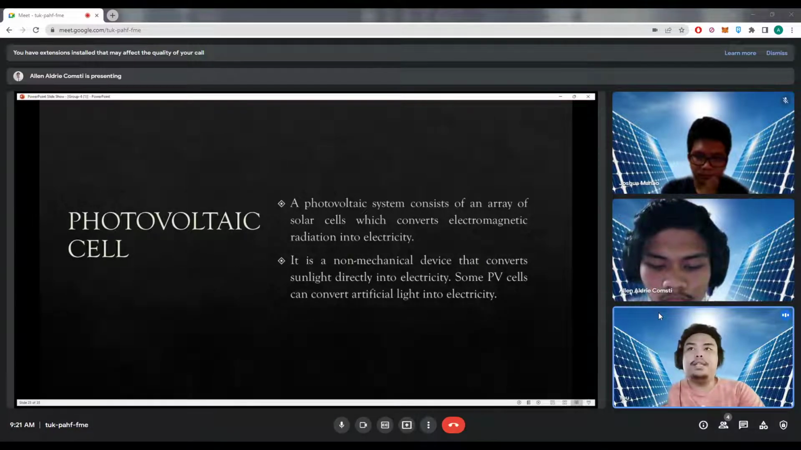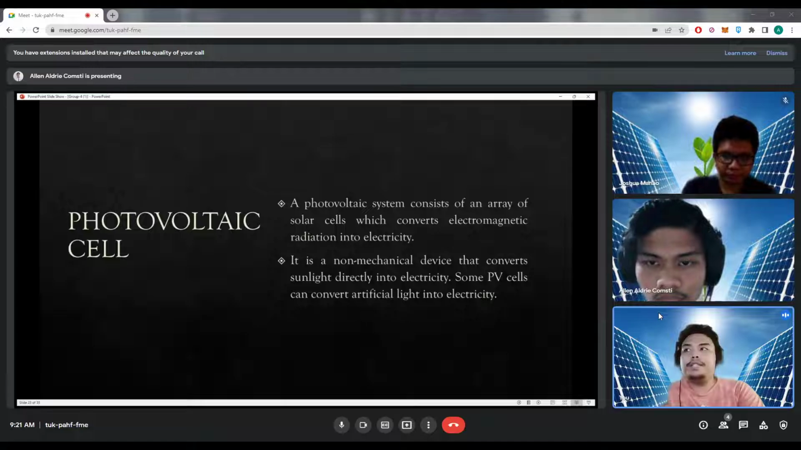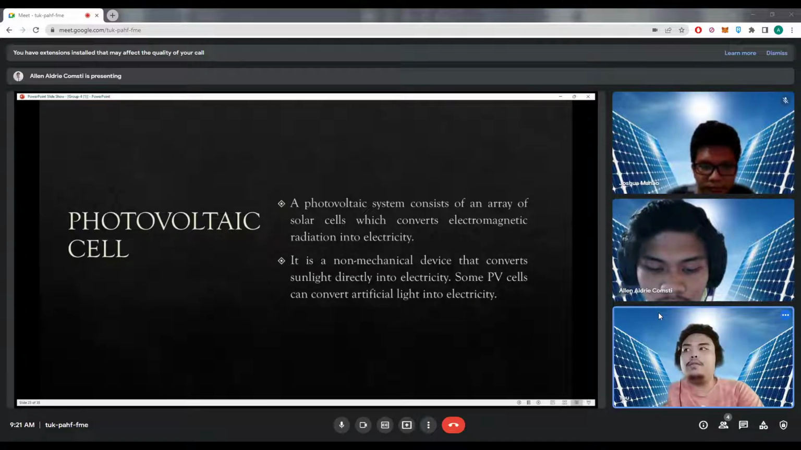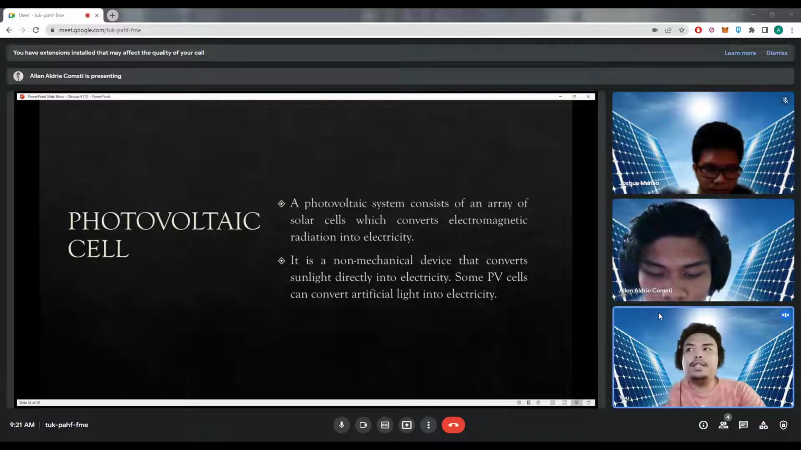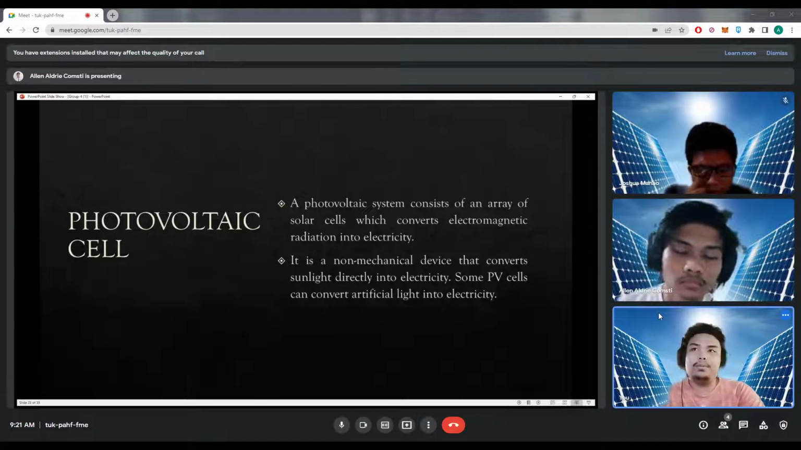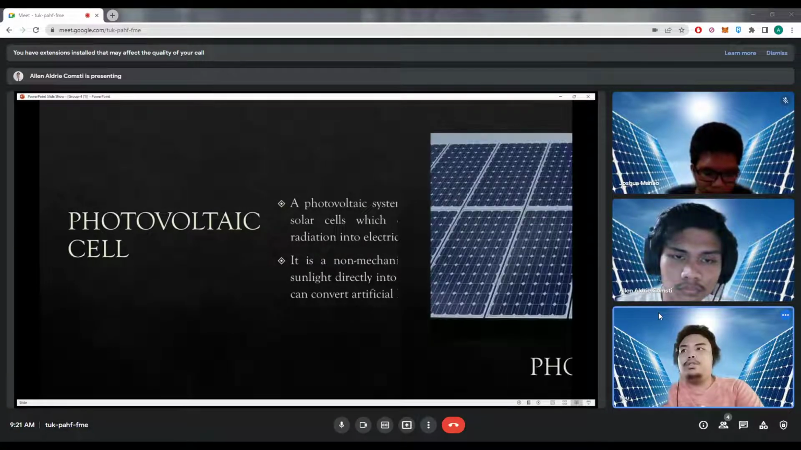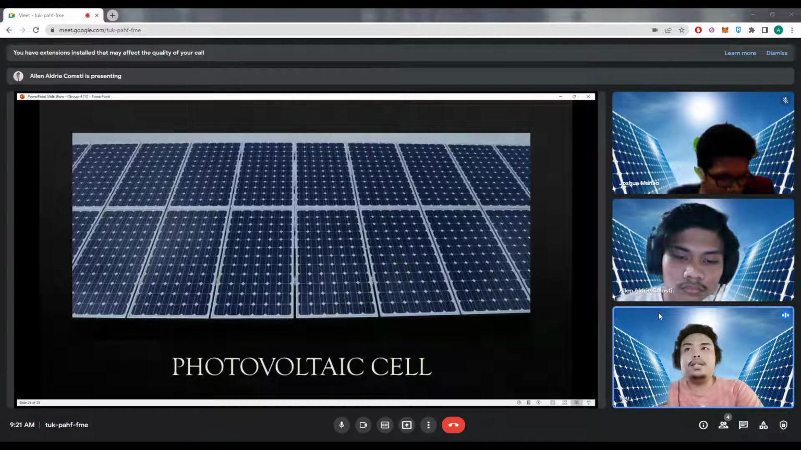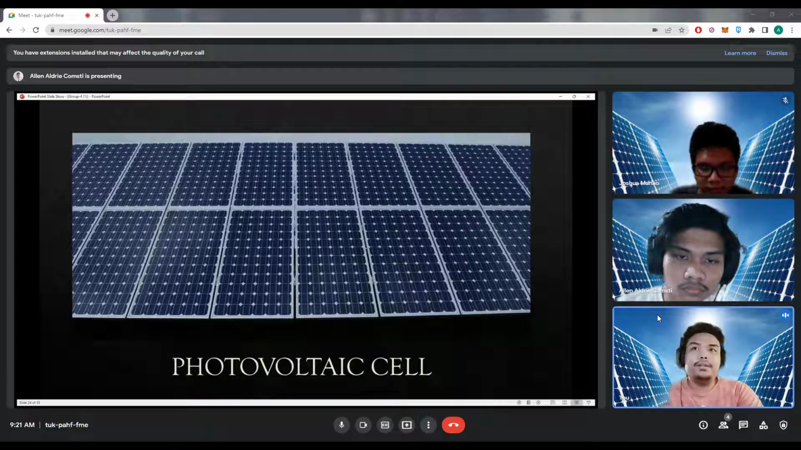Next is photovoltaic cell. A photovoltaic system consists of an array of solar cells which converts electromagnetic radiation into electricity. It is a non-mechanical device that converts sunlight directly into electricity. Some photovoltaic cells can convert artificial light into electricity too.